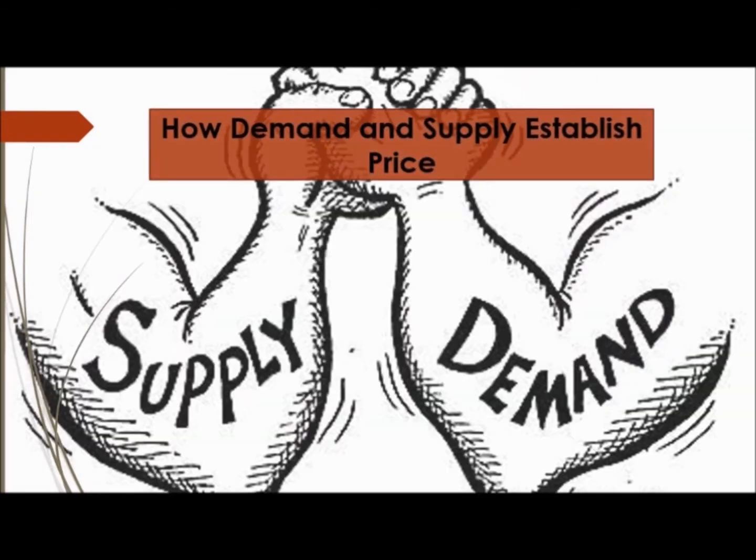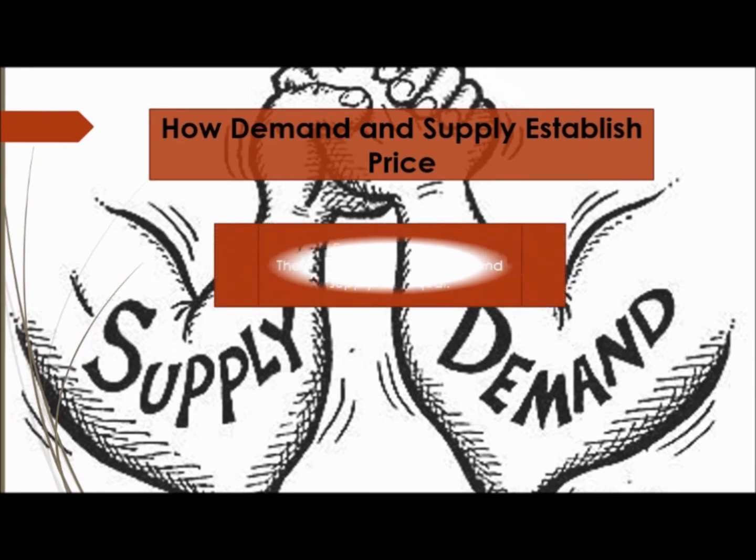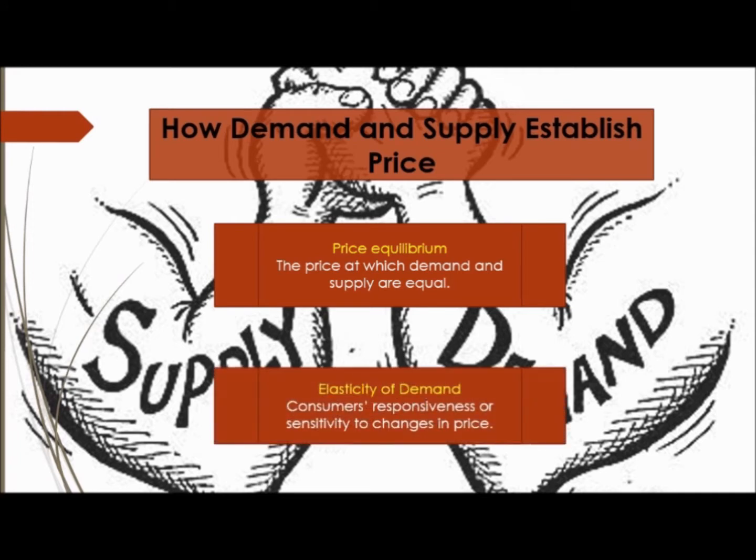How do demand and supply establish price? There are two ways. First, the price equilibrium. It is the price at which demand and supply are equal. Second is elasticity of demand, which is the consumer's responsiveness or sensitivity to changes in price.